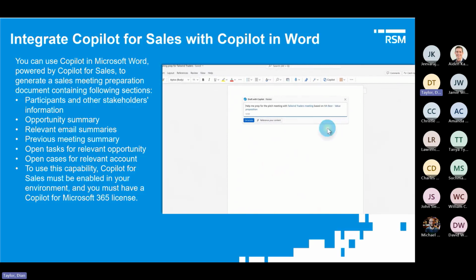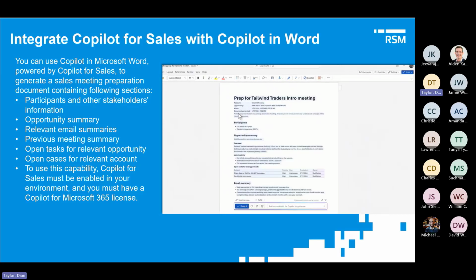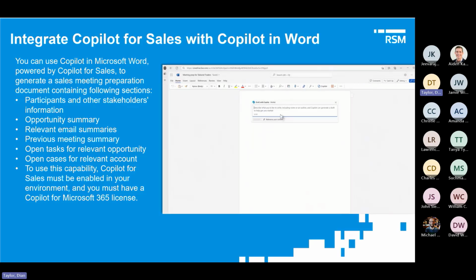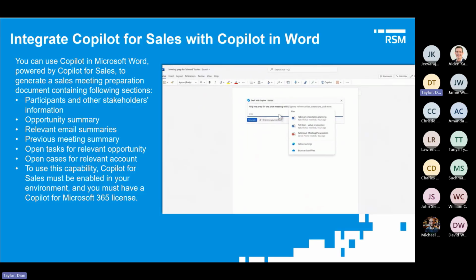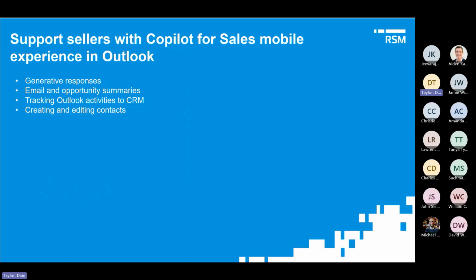So even though the release notes don't mention the need for Copilot for Microsoft 365 licenses to take advantage of this, I double checked with Microsoft and they said, yep, you need to have the Copilot for Microsoft 365 license, and then of course Copilot for Sales has to be enabled. So if you don't have the M365 Copilot, you cannot use this functionality.